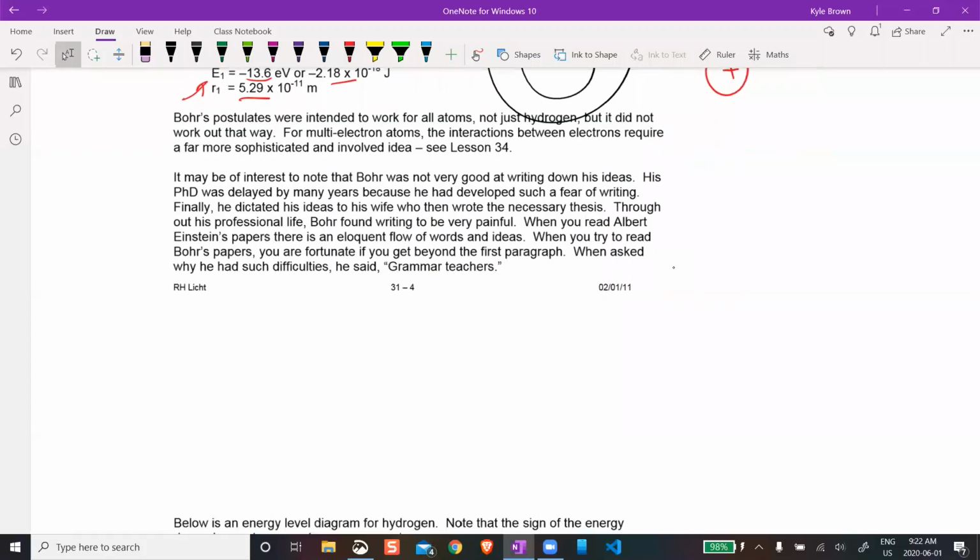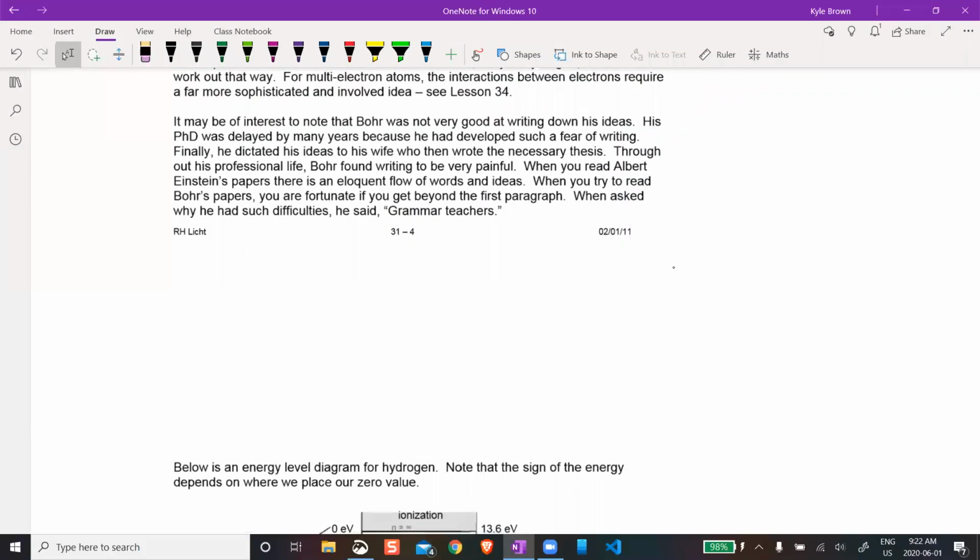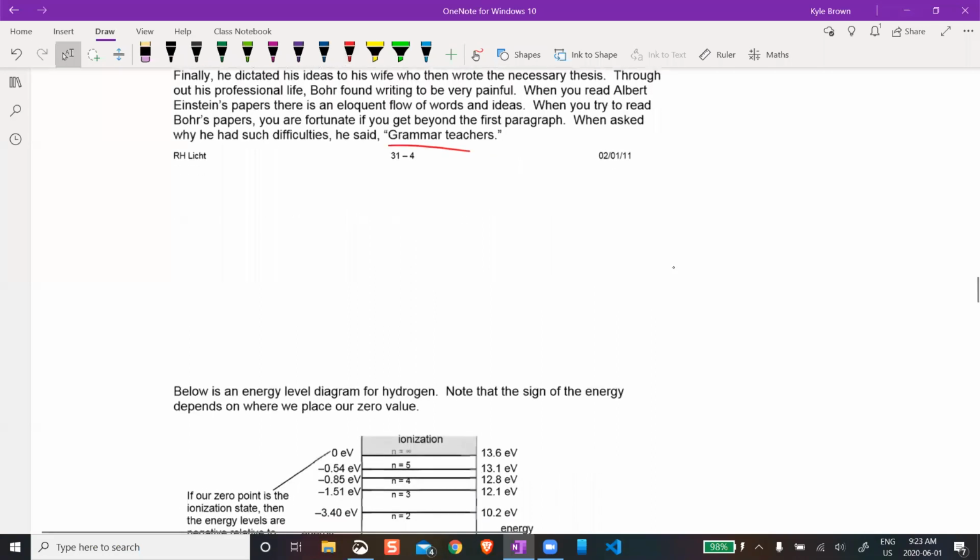All right, so kind of interesting here. Niels Bohr was actually terrible at writing. An absolute genius, but he couldn't get his ideas on paper, and he had to overcome this. His wife helped him out in a lot of ways, trying to write down his ideas, because he just couldn't really do it. I find this interesting. When asked why he had such difficulties, he said, grammar teachers. So, passing the buck, I guess.